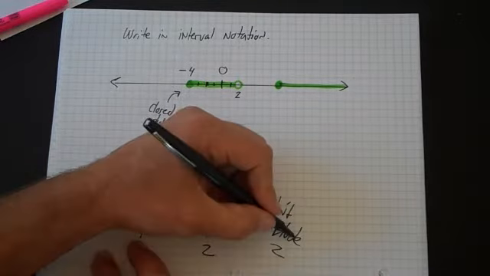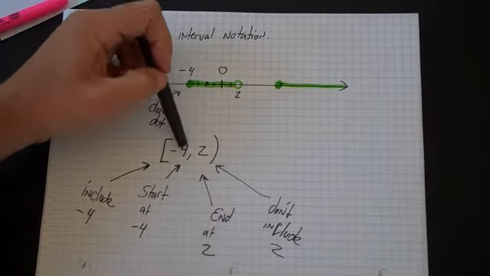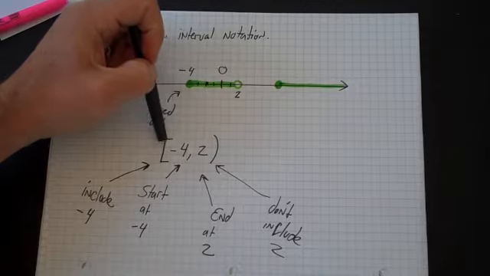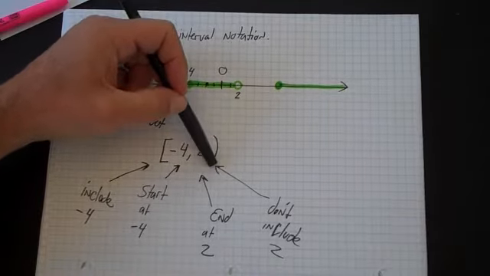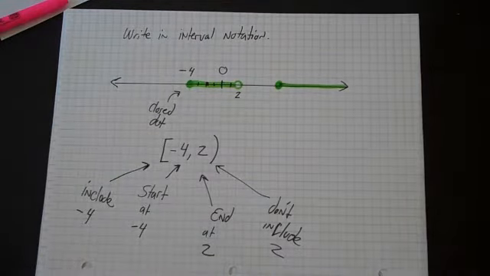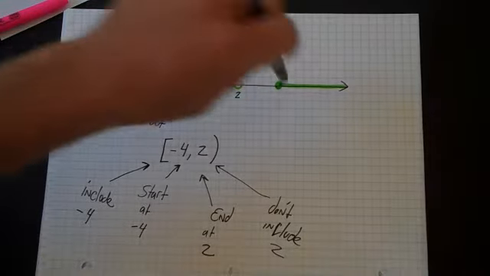So that's the way we read that. We read it, start at minus 4, include minus 4, go to 2, but do not include 2. And there you're done. Let's do the second part of the interval.